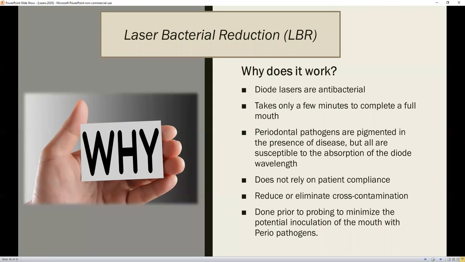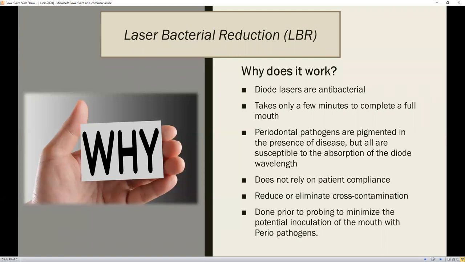The periodontal pathogens are pigmented. Remember the gram positive, gram negative. Okay, they absorb light in different ways. And in the presence of disease, all of them are susceptible to the absorption of the diode wavelength. It doesn't rely on patient compliance. They're in the chair, they've got their mouth open, and you're just bringing that light subgingivally and waving the light right around that subgingival pocket area.